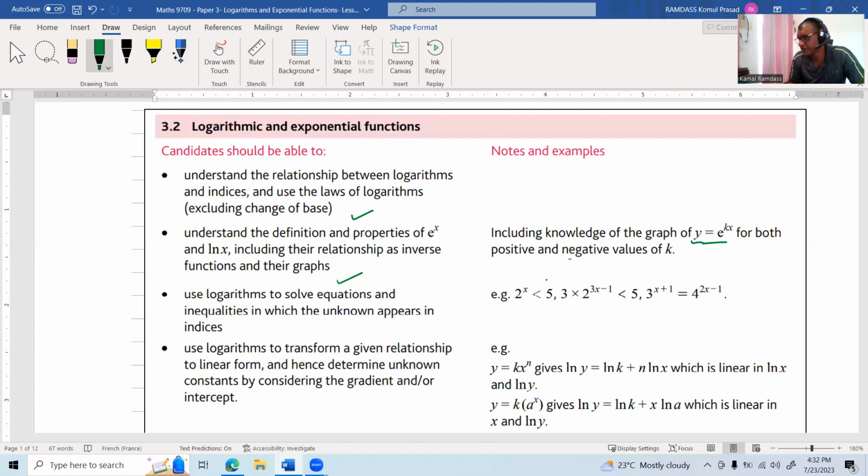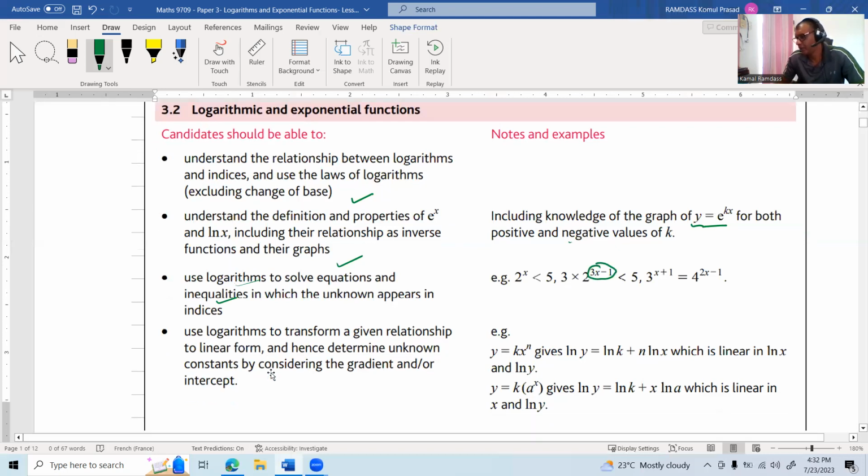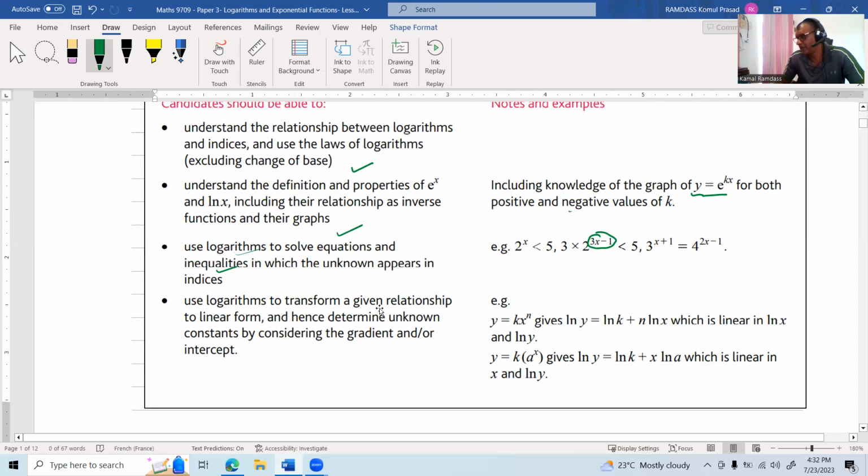OK. Use logarithm to solve equations and inequalities in which the unknown appears in indices. Et nous faisons des inequalities, nous servons des logarithmes et une forme comme ça. The unknown appears in the indices et nous faisons un exemple comme ça. Et là, nous pouvons faire use logarithm to transform a given relationship to linear form. Ça veut dire, nous avons une relationship qui n'est pas linéaire, nous faisons une linéaire and hence determine the unknown constant by considering the gradient and or intercept.